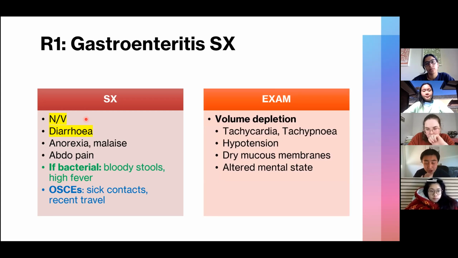The main thing we want to focus on is dehydration, because it's dehydration that really kills children in developing countries with gastro. The signs of dehydration and volume depletion are listed over here: tachycardia, tachypnea, hypertension, dry mucous membranes, altered mental state. There's a bunch of others, but I recommend familiarizing yourself with them for OSCEs and before exams.